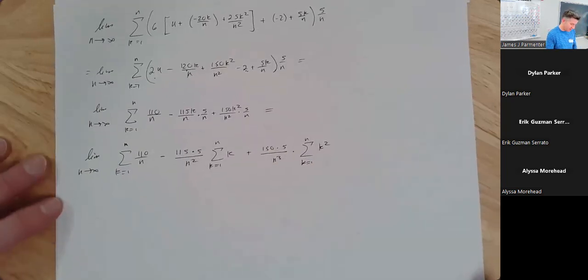Pulling out the constants. Yeah, I didn't want to multiply 115 times 5. It's totally fine. It's not that hard to multiply by 5, right? You can just multiply by 10 and divide by 2.